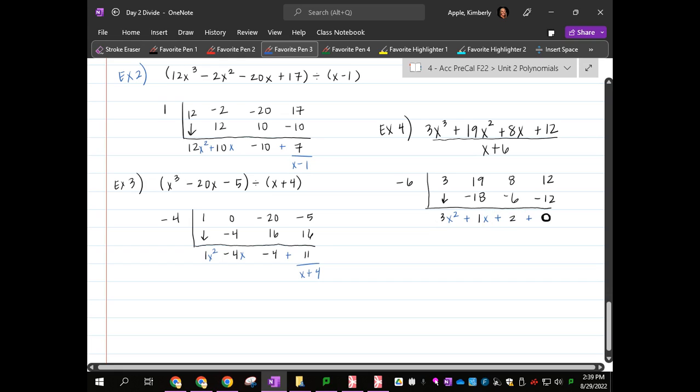It's the remainder. 0. This tells you something important. It tells me that there's no remainder there, right? But what can you infer from that? Remember I told you that this is essentially factoring. So this tells me that x plus 6 is a factor of 3x to the cube plus 19x squared plus 8x plus 12.